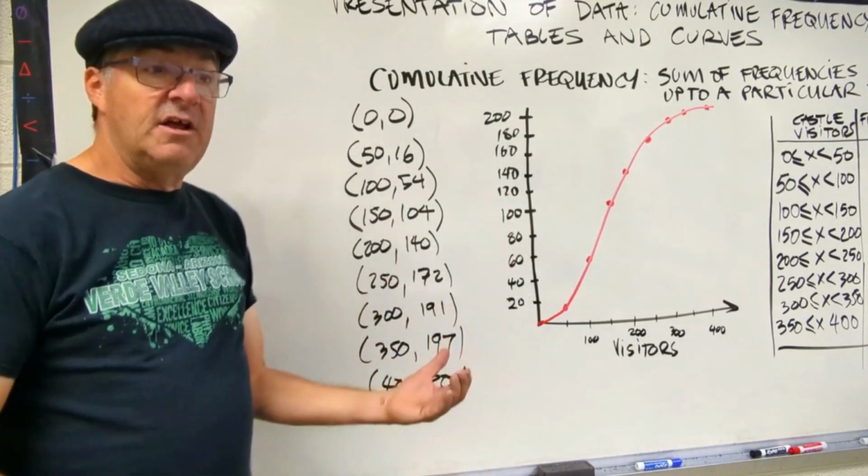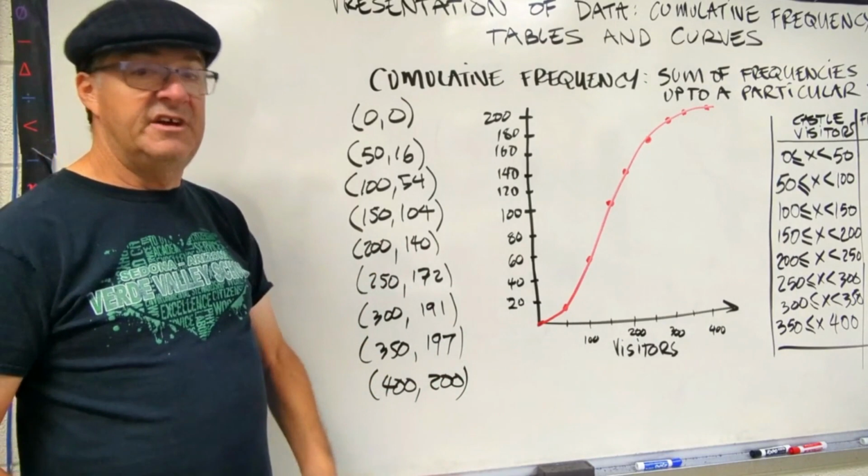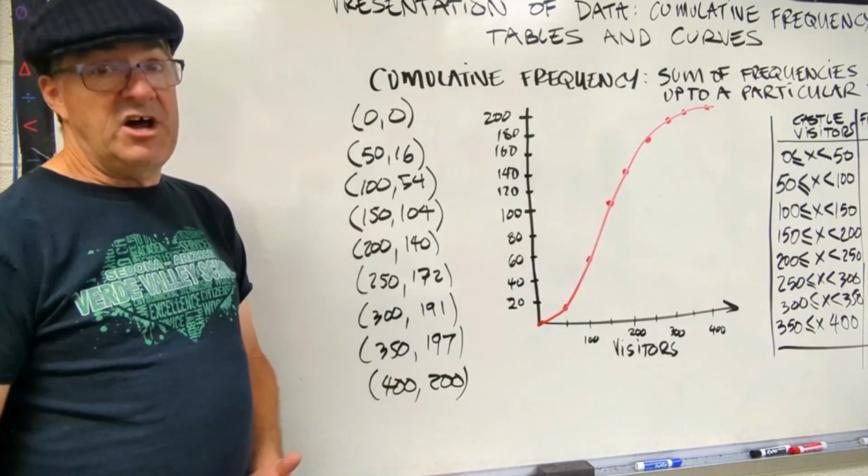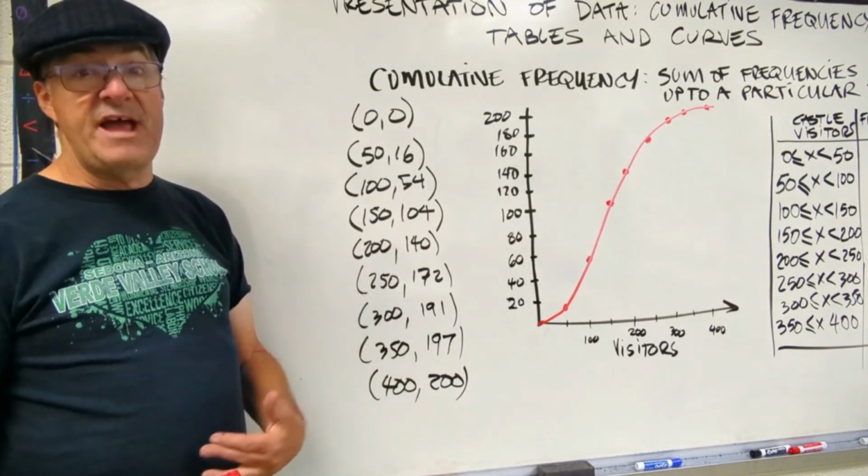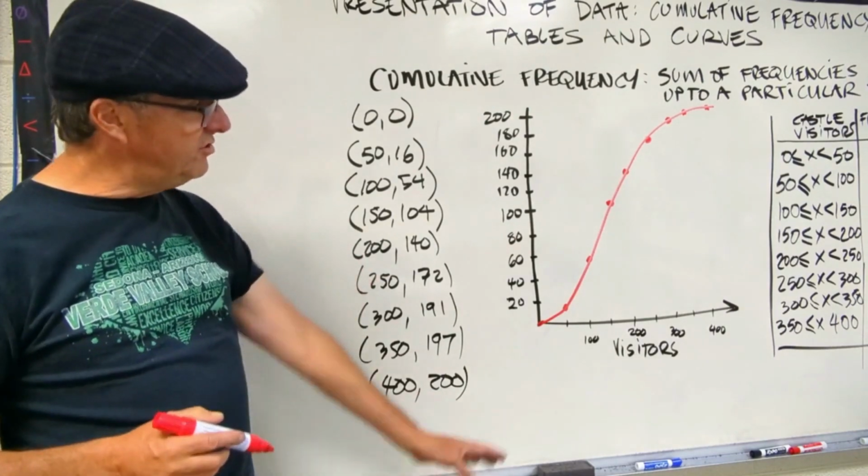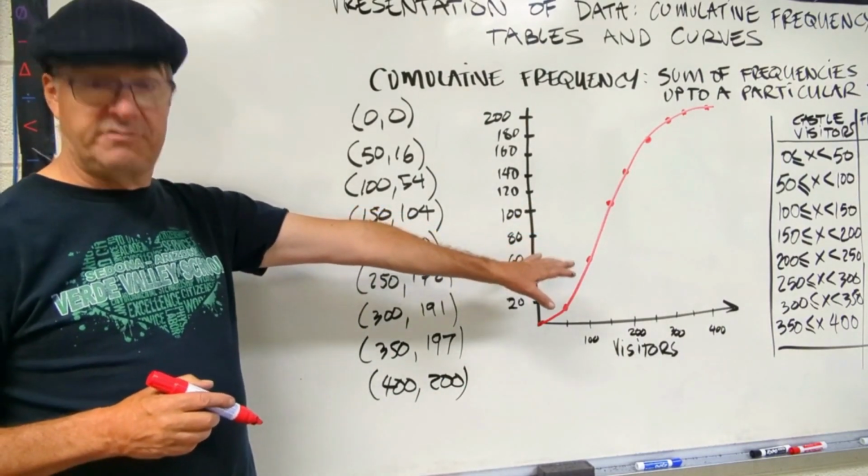We're going to be able to tell our median, our quartiles. We're going to be able to calculate our interquartile range. We're going to be able to analyze whether or not we have outliers. There's going to be a bunch of stuff we can do based on this cumulative frequency graph.